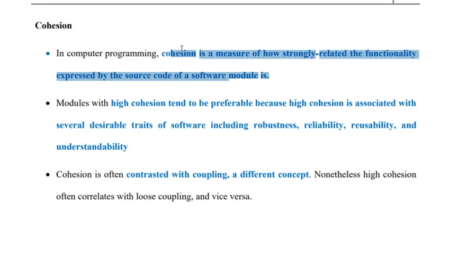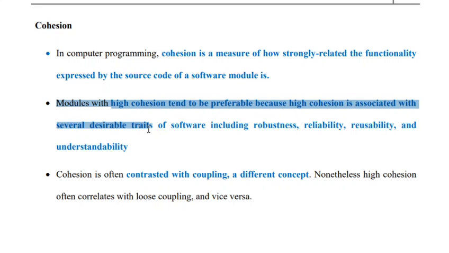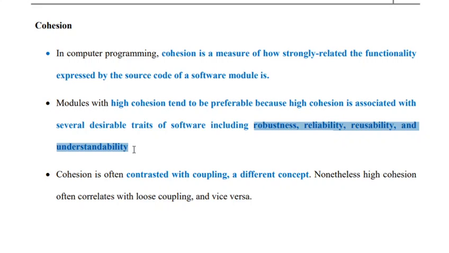So the functions belonging in the module perform operations that are desired from that particular module, right? So cohesion basically reflects the functional strength of a module. That means how cohesively the functions inside the module are capable of realizing the expected behavior. So modules with high cohesion tend to be preferable because high cohesion is associated with several desirable traits such as robustness, reliability, reusability, and understandability. So these are important traits of cohesion. So highly cohesive modules are robust, reliable, reusable, and understandable.